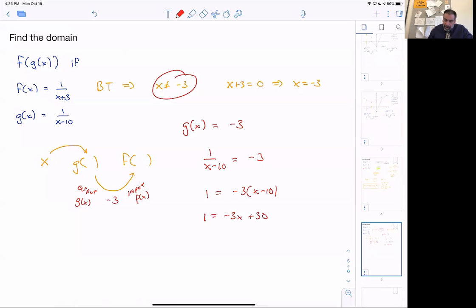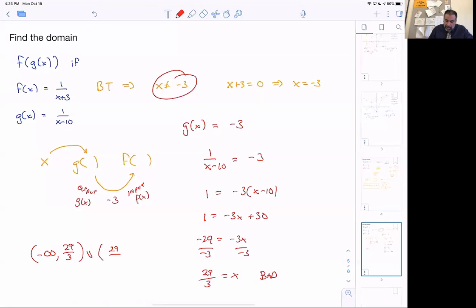From here, I'm going to subtract 30 from both sides. And then I'm going to divide both sides by negative 3. We're going to end up with 29 over 3 equals x. So again, this is the bad thing. That means our domain is negative infinity to 29 over 3, and then again from 29 over 3 to infinity.